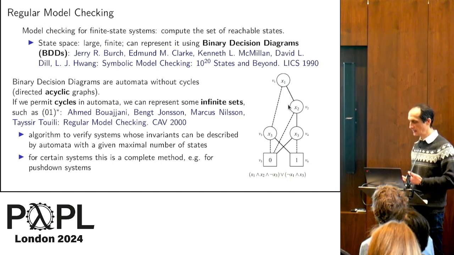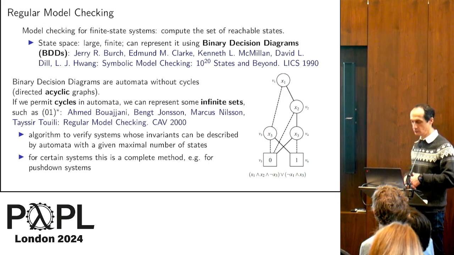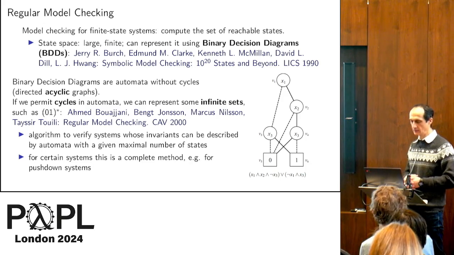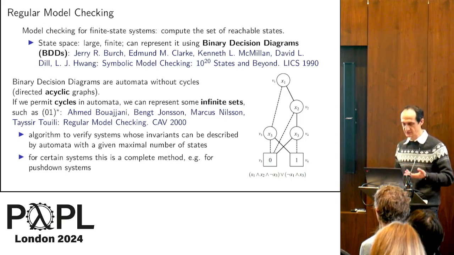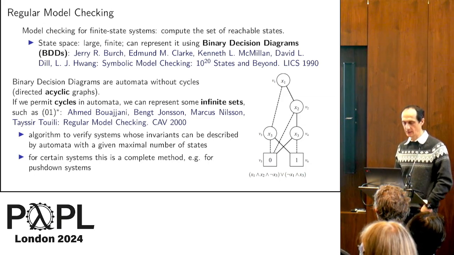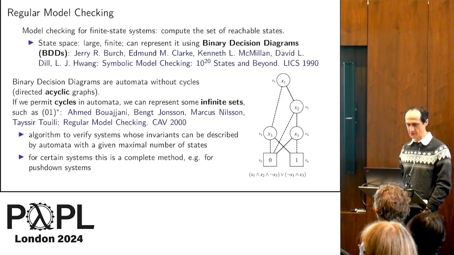So here there should be arrows going from up down. Then you can say, we can use finite state machines to represent regular sets, and we can discover invariants that are regular sets. Now, if you have a bound on the number of states of such machines, this gives you an algorithm that can verify a certain class of properties. For example, it is complete for push-down automata for context-free systems that I mentioned.